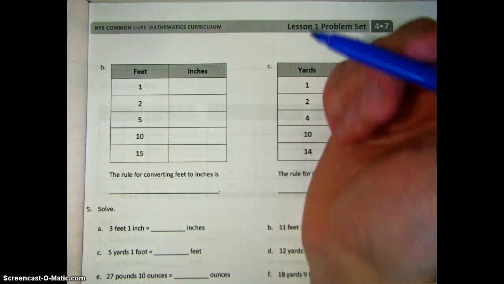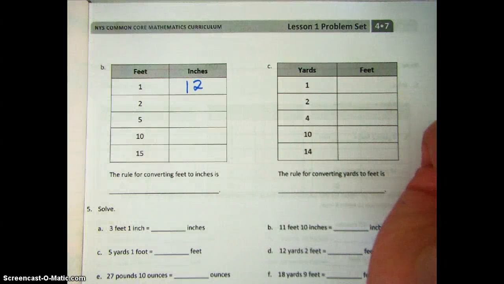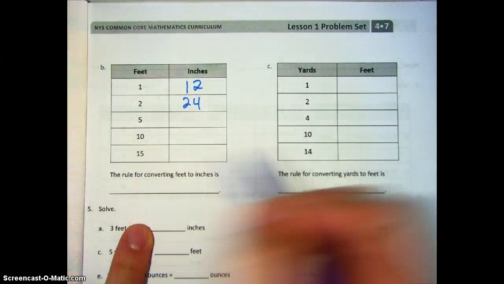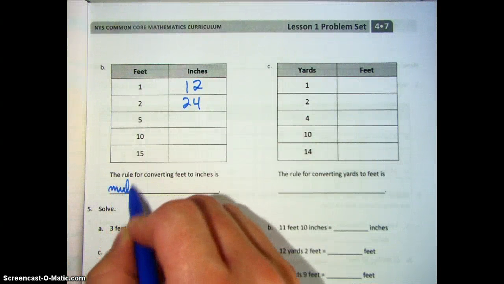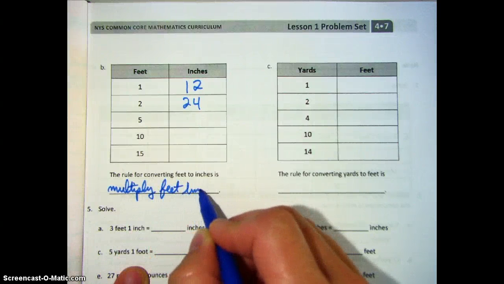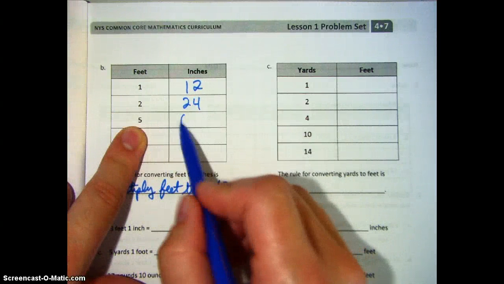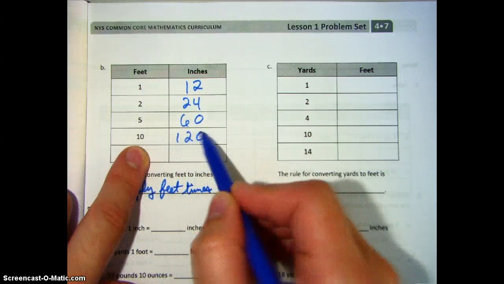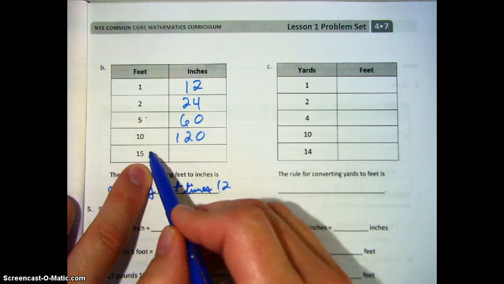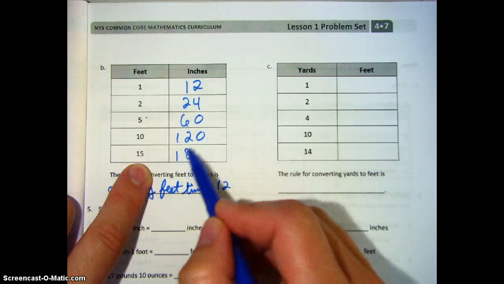Okay. We know from your ruler that 12 inches are in a foot. We know that 2 times 12 is 24. So our rule here now is to multiply feet times 12. I know 5 times 12 is 60, and then 10 times 12, 120. And again, you see 15, so 5 plus 10 is 15. So now over here we can do 60 plus 120 and get 180.